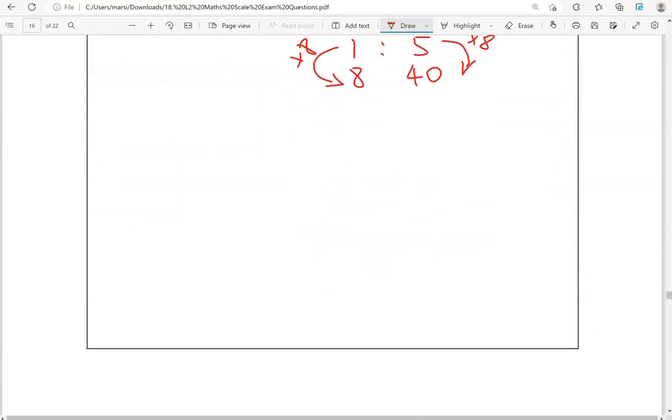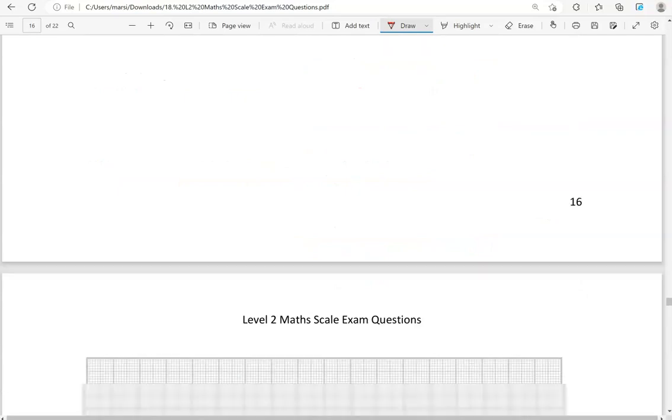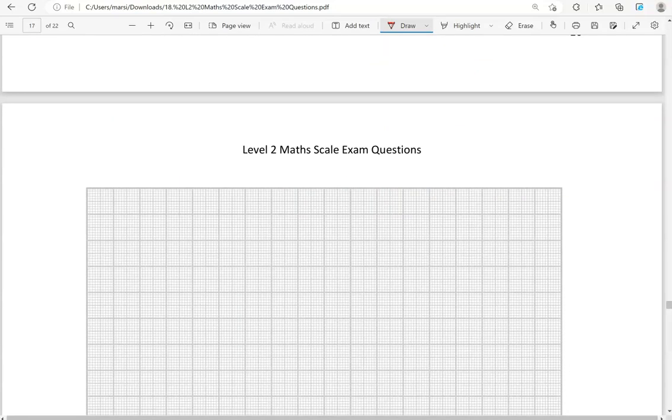And as we're not told anything about this, 1 square is equal to 1 centimeter. So 8 squares, 1, 2, 3, 4, 5, 6, 7, 8 by 5. 1, 2, 3, 4, 5.